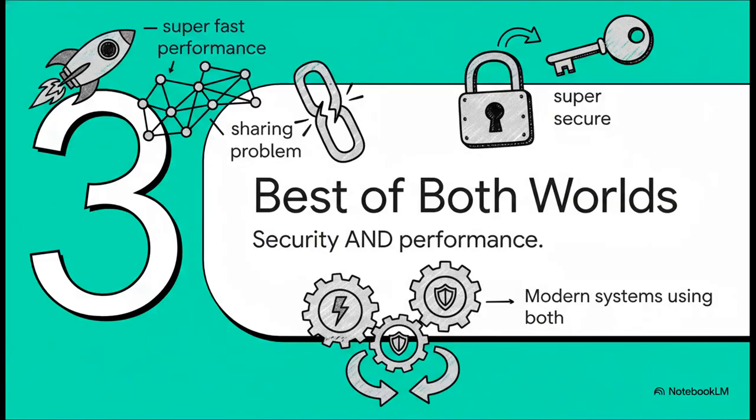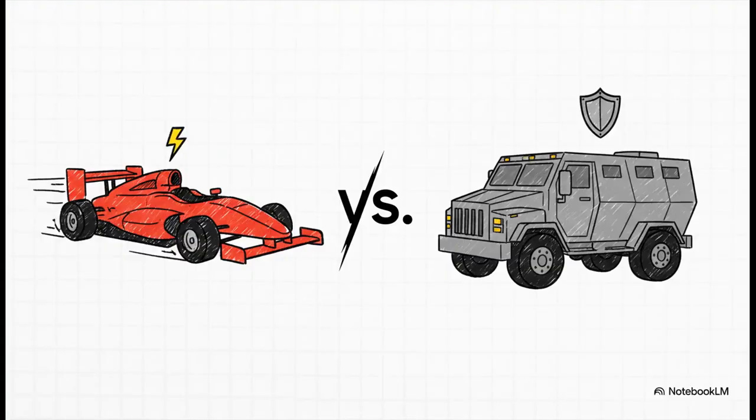Okay, so we have one tool that's super fast but has a sharing problem, and we have another that's super secure for sharing but is kind of slow. This is where modern systems get really clever. They don't choose one over the other, they use both. Exactly. We have our toolkit laid out. Symmetric encryption is our race car. It's incredibly fast, built for performance. Asymmetric encryption, that's our armored truck. It's slow, sure, but it is the most secure way to transport something precious.